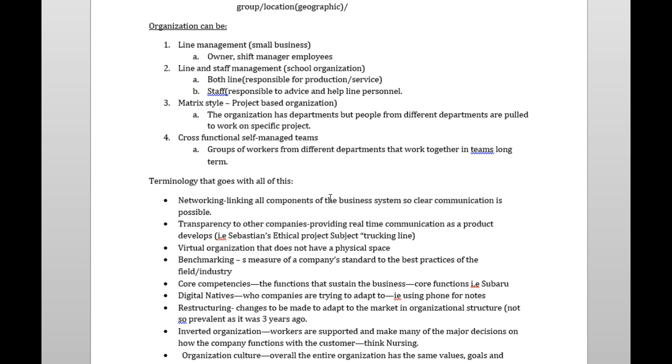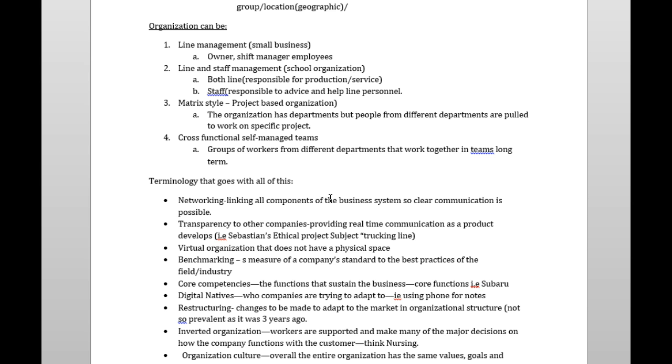Line and staff management, school organization, where you're going to have, let's say, teachers are frontline, or supervisors are frontline, and then there is a staff that supports that group, and usually in that group you're going to have a hierarchy.